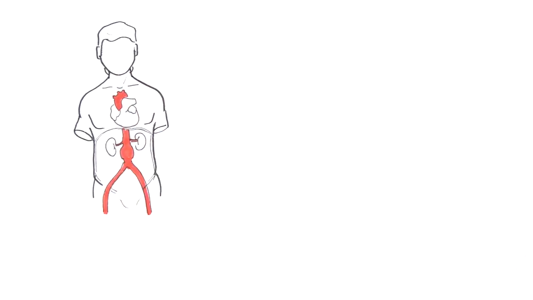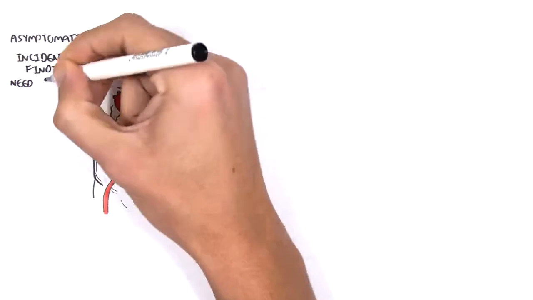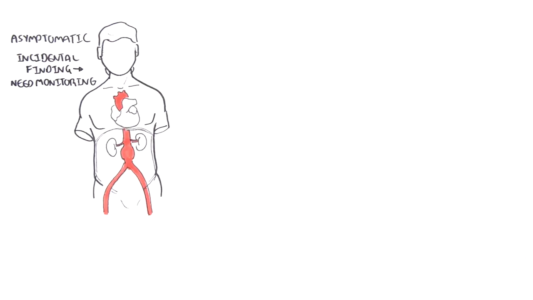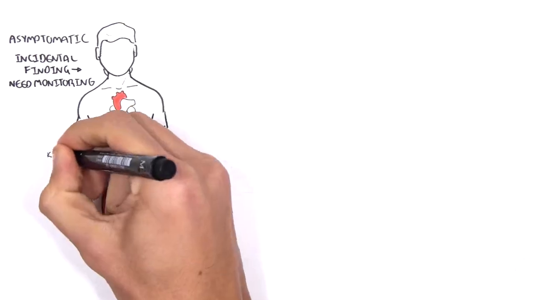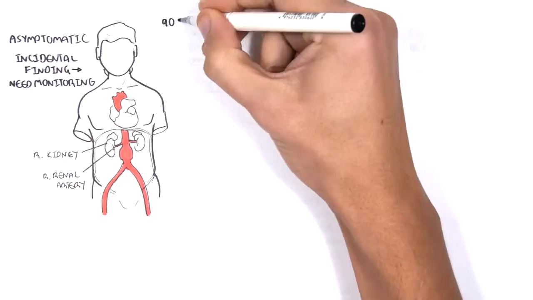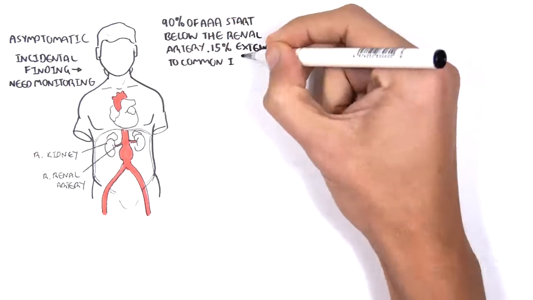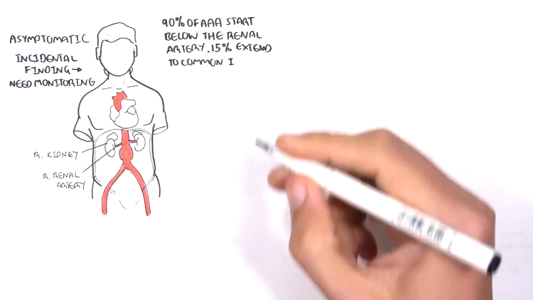The majority of people with AAA are asymptomatic, and often AAA is an incidental finding. If this is the case, it does require monitoring. 90% of AAAs start below the renal artery. 15% extend to the common iliac arteries.